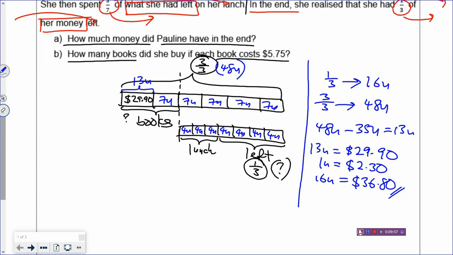Okay, so can you find how many units she spent on the books? 13 units plus 7 units, she has spent 20 units on the books. So how much is 20 units? 20 times 1 unit, which is $2.30. So that will be $46. So she spent $46 on all the books.